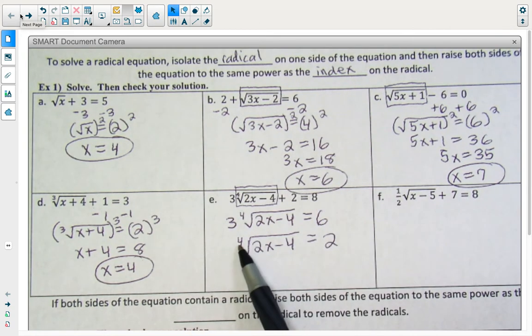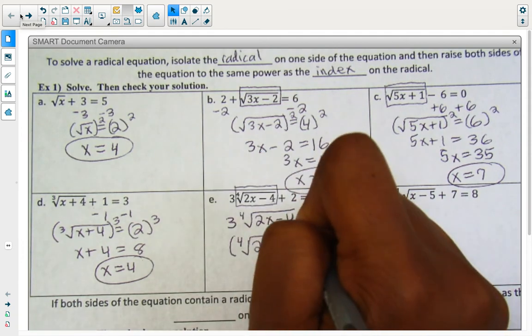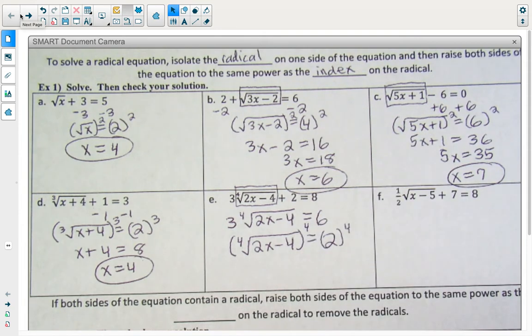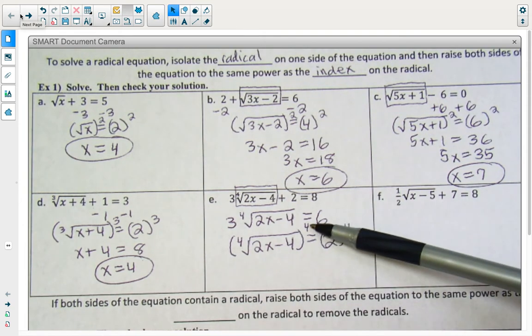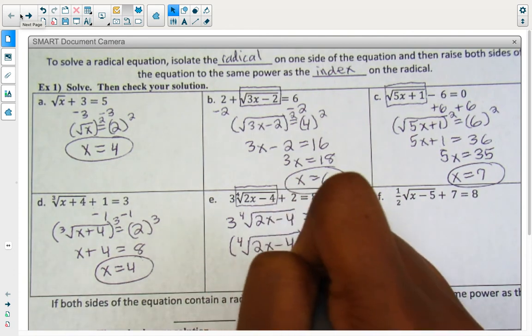Now this is a 4th root. This is a 4th root. We need to raise each side to the 4th power. So we're going to raise it to the 4th power here and raise it to the 4th power here. So the index 4 and raising it to the 4th power are going to cancel each other out. That's going to give me 2x minus 4.